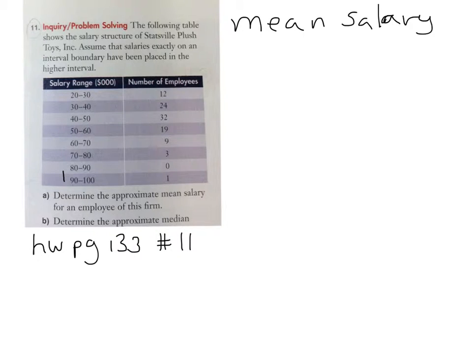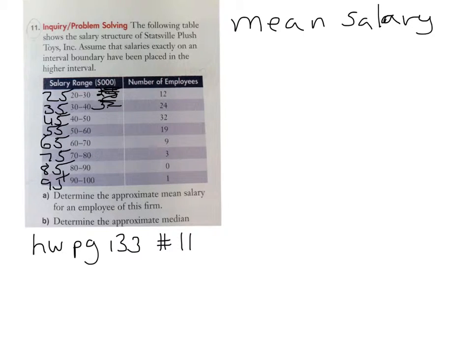from the group data, you have to find the midpoint of each group. So the midpoint of 20 to 30 is 2.5, 20.25, made a mistake. 25 is the midpoint, 35, 45, 55, 65, 75, 85, and 95. So you first have to calculate the midpoint of the group data.